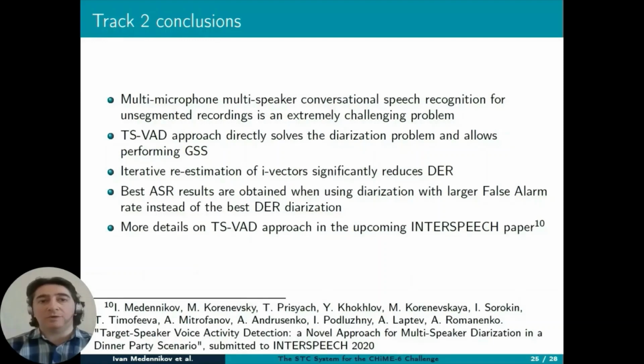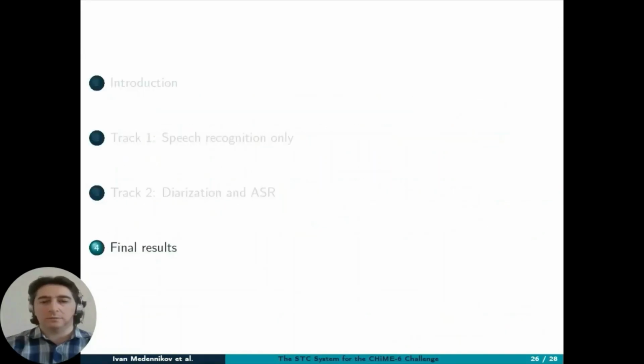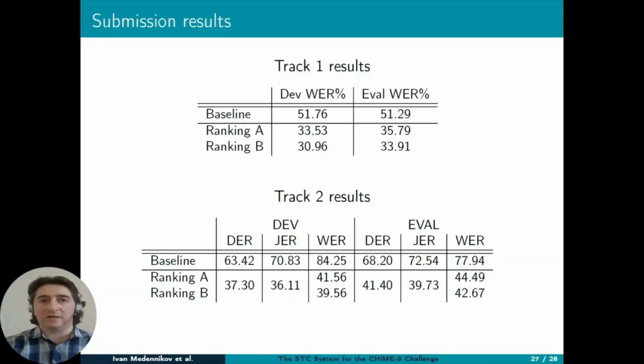We provided a more detailed description of the TSVAD approach in the paper for the upcoming Interspeech conference. The final slide shows the submission results for track 1 and track 2. One can compare word error rates for both tracks and see that the final difference is moderate, despite the dramatic difference in the baselines.